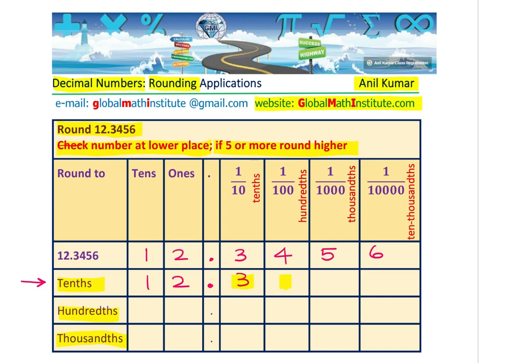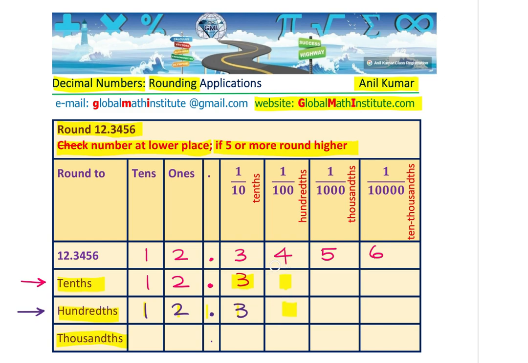Now, let us do the second rounding, which is rounding to hundreds. Now, hundreds is a position which is right there, right? So, numbers before hundreds will remain the same, right? So, here we'll get 12.3. Now, we have to see what happens to the number at hundreds place, which is 4.